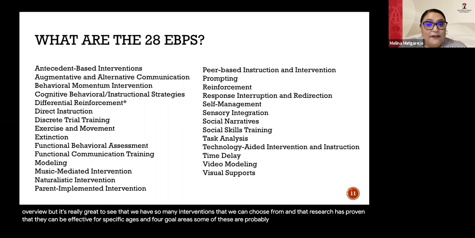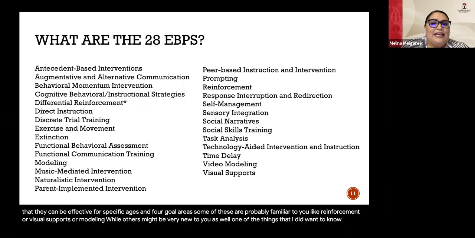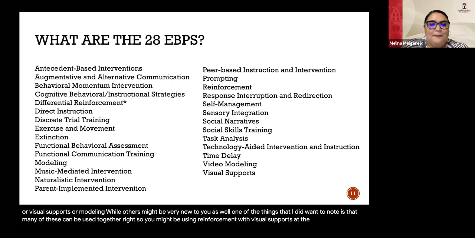Some of these are probably familiar to you, like reinforcement or visual supports, or modeling, while others might be very new to you as well. One of the things that I did want to note is that many of these can be used together, right? So you might be using reinforcement with visual supports at the same time.